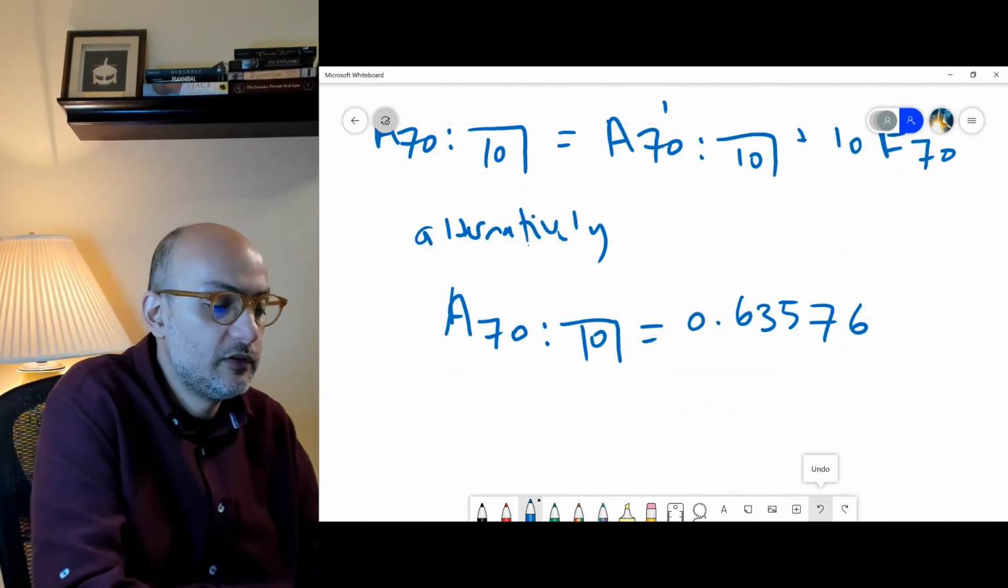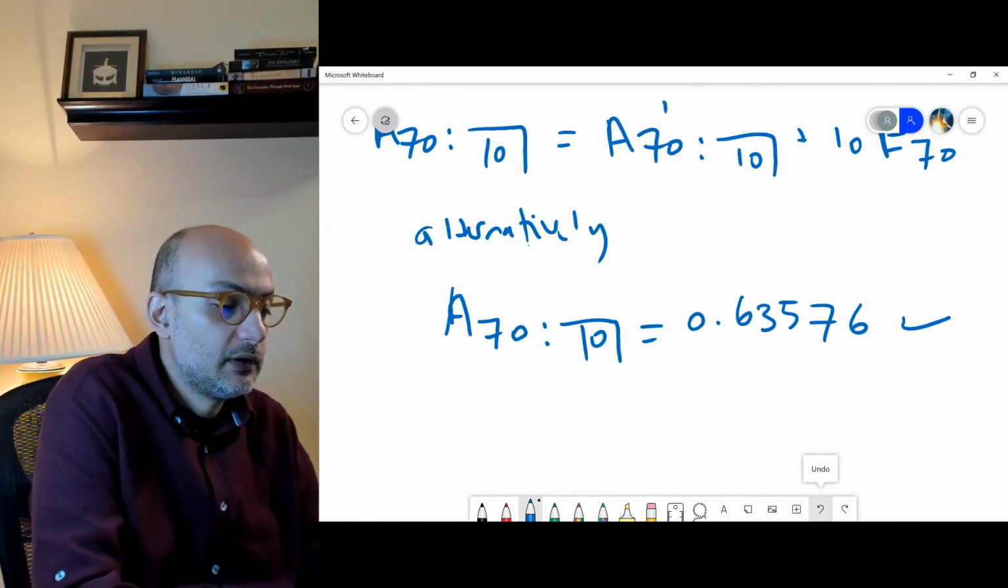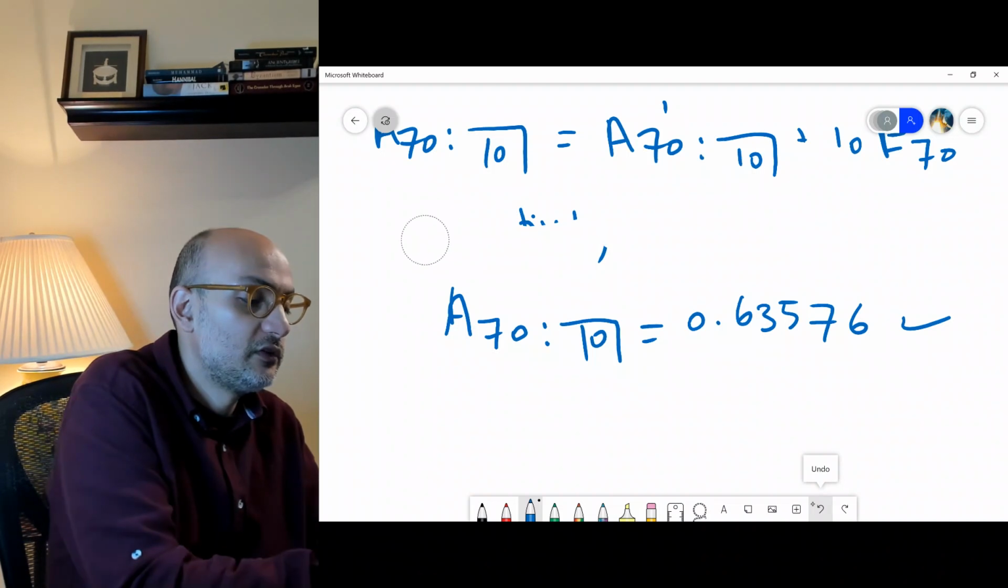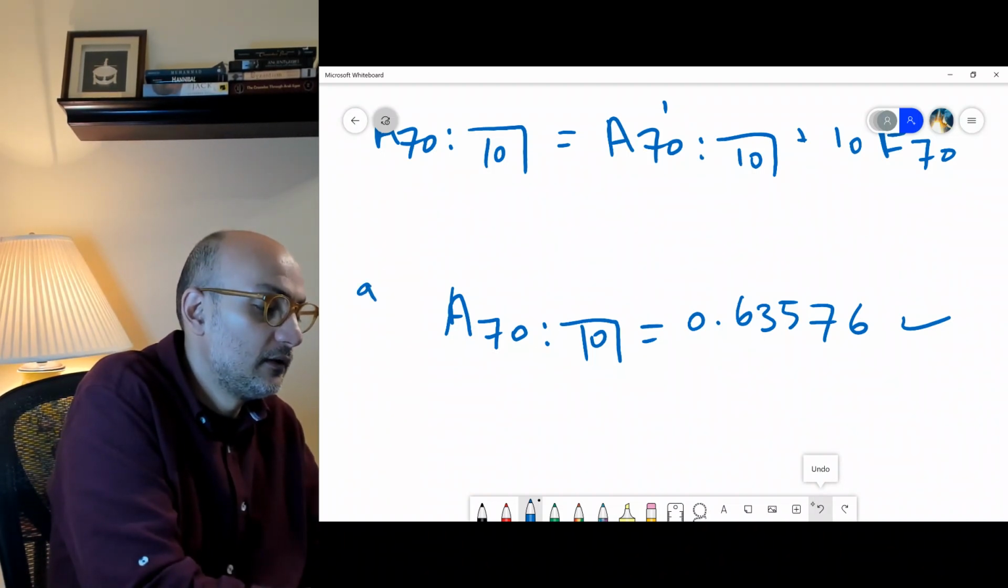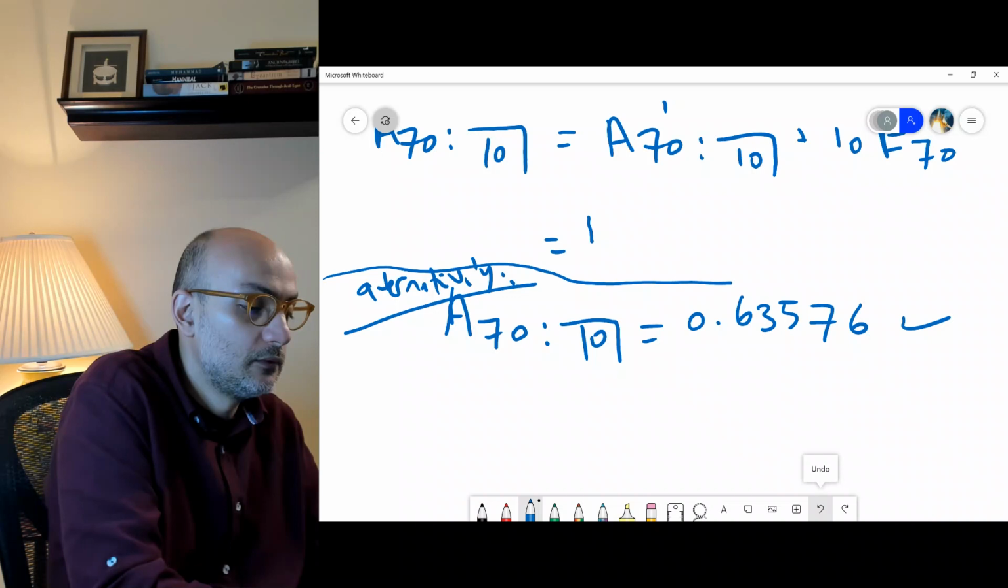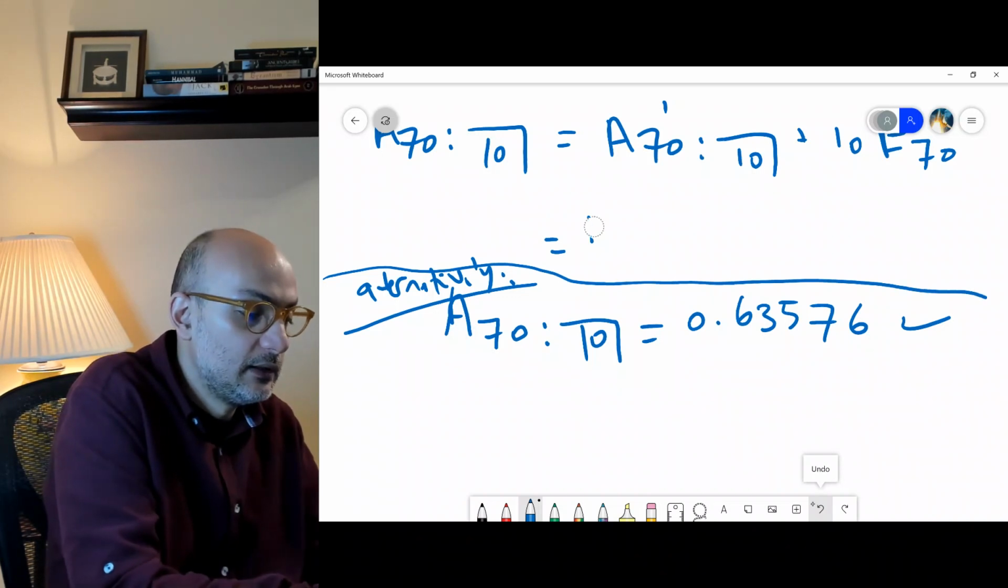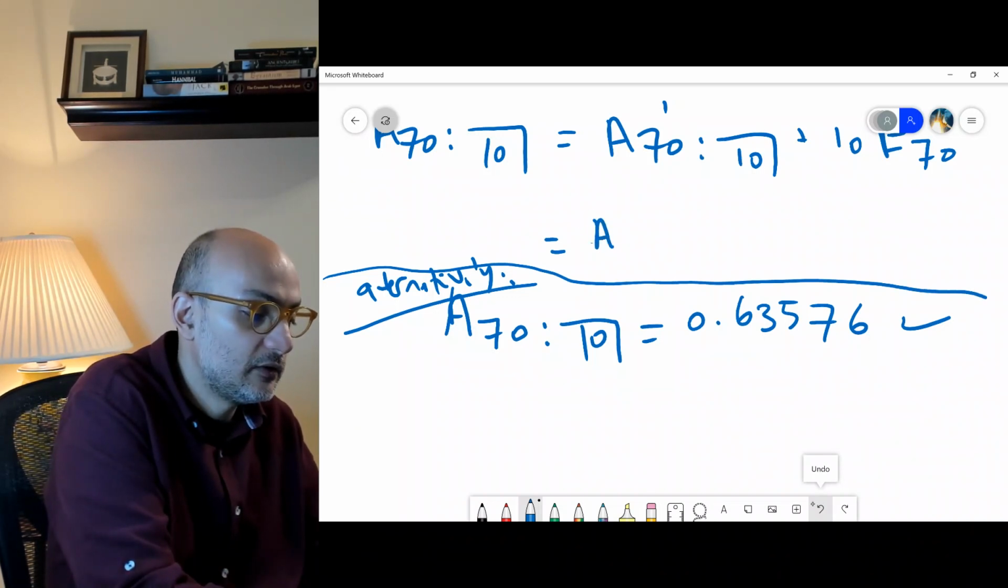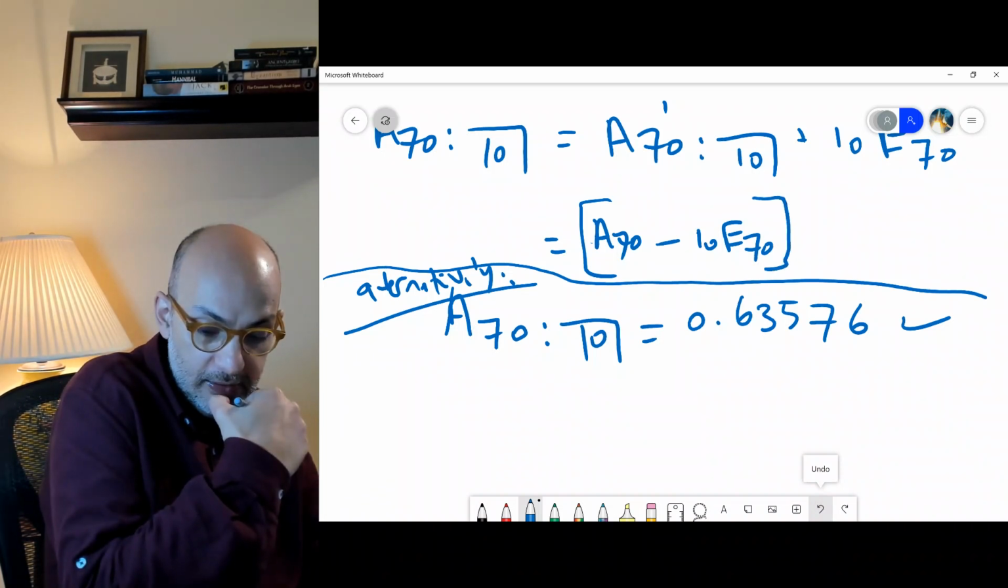Right. So it's easy if it's in the table, but if you don't want to use the table directly, alternatively this can be calculated here. If you want to calculate it this way, this one will be A70 minus 10E70. Right? This is the first term.